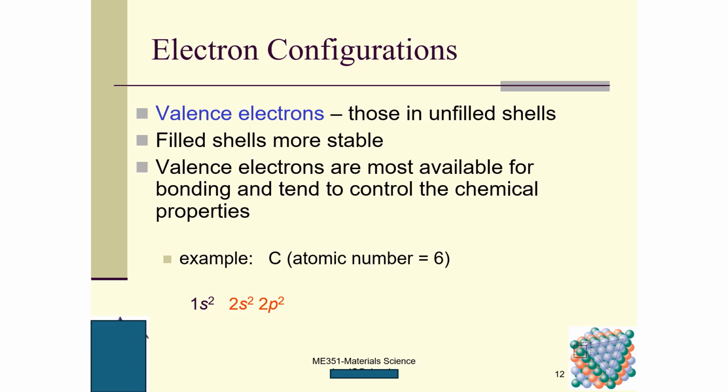Electron configurations and valence electrons. You need to know that valence electrons are those in the unfilled shells, usually the outermost shell, and filled shells are more stable. Valence electrons are most available for bonding and tend to control the chemical properties. For example, carbon has atomic number 6. It has 1s2 in the first shell, and 2s2 and 2p2 in the second shell. It only has 2 plus 2, 4 electrons in the second shell, which is not stable. For stability, we need 8 electrons in the second shell. These are called valence electrons.